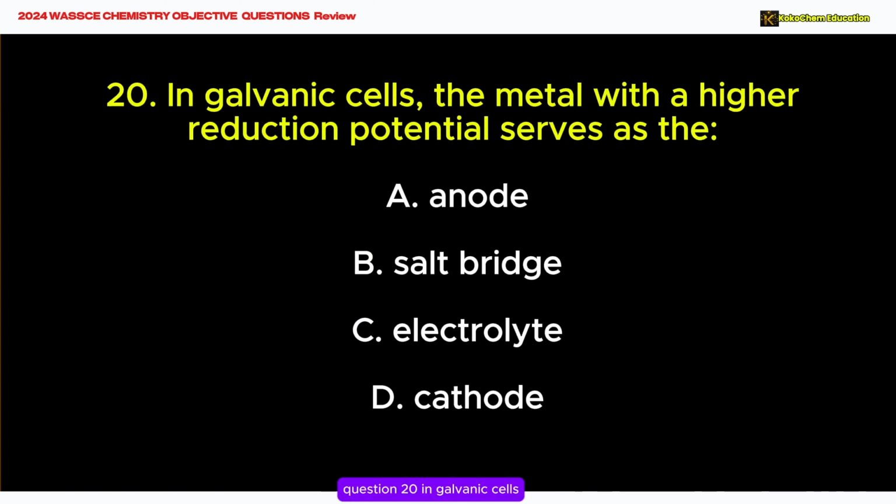Question 20. In galvanic cells, the metal with a higher reduction potential serves as A. the anode, B. the salt bridge, C. the electrolyte, D. the cathode. The correct answer is D, the cathode. Explanation: the metal with a higher reduction potential gains electrons and is therefore reduced at the cathode.